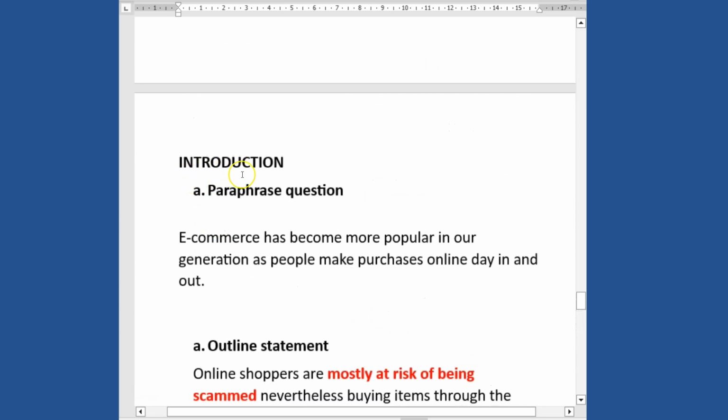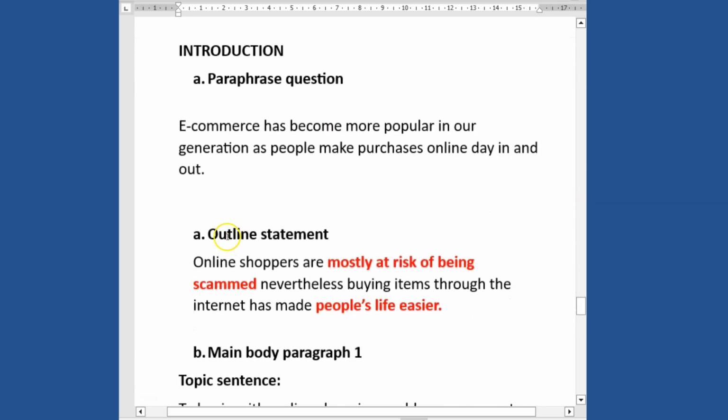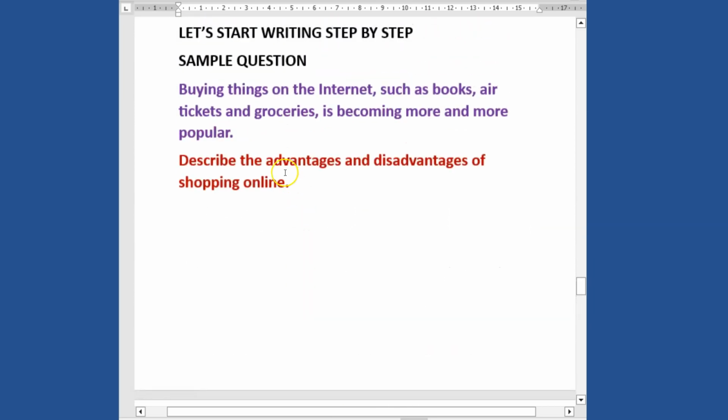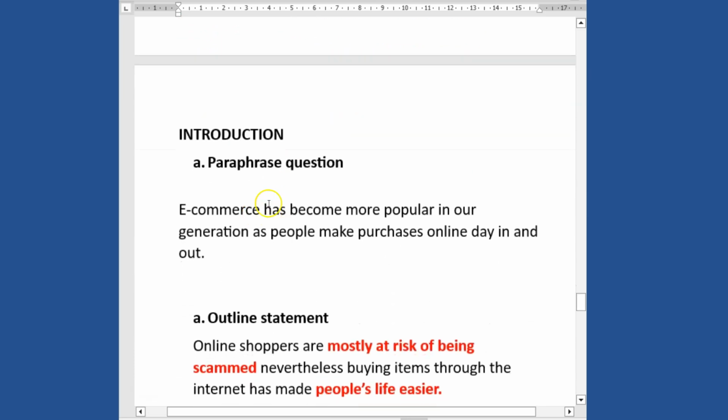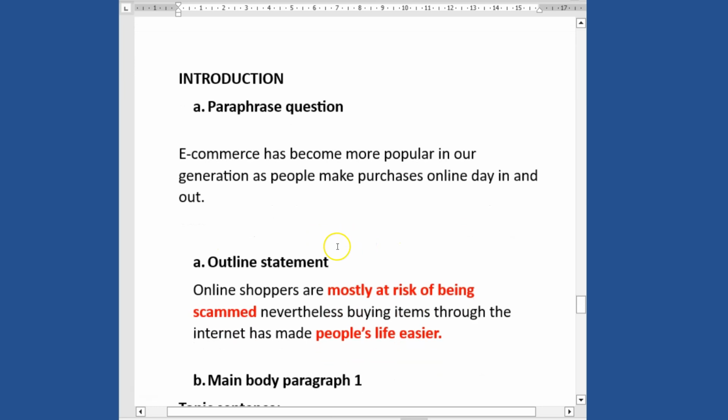We started with the introduction where we paraphrase the question and then we give an outline statement. Because we are not asked to give an opinion, we should just describe what the advantages and disadvantages of shopping online are. So that's all that we are doing. So you need to paraphrase the question where we stated that e-commerce has become more and more popular in our generation as people make purchases online day in and out.